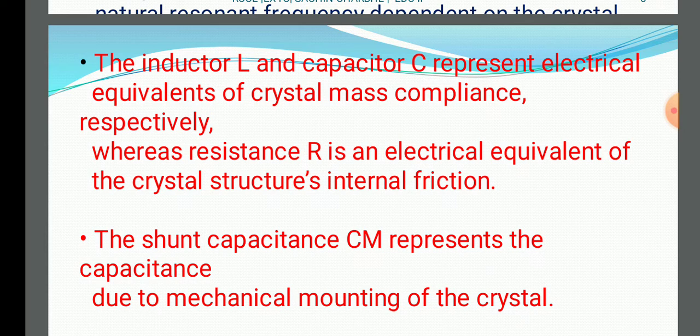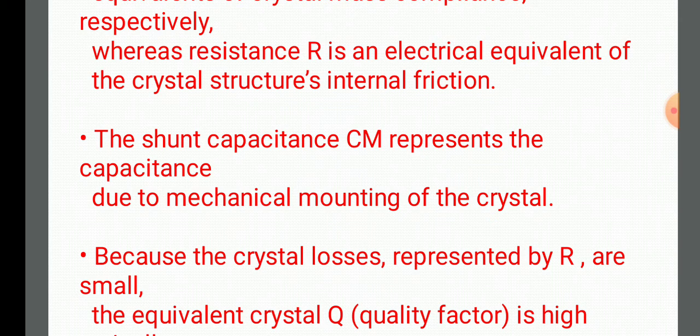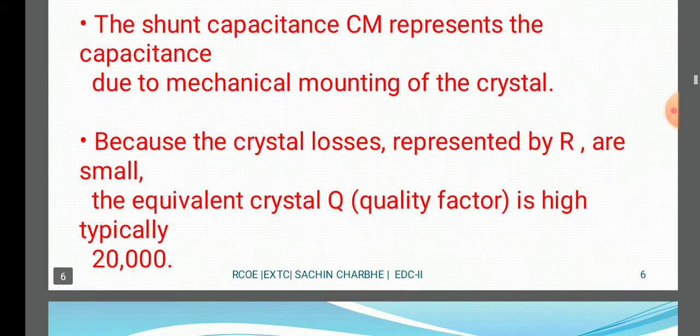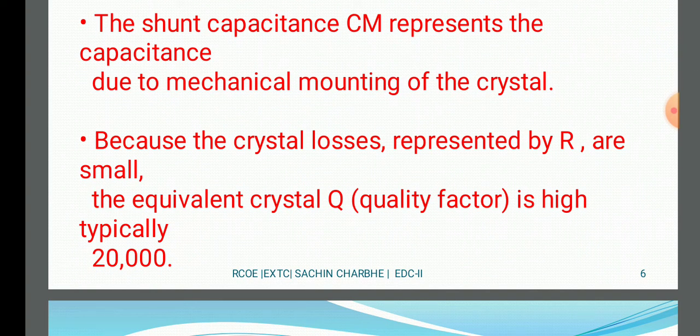The inductor L and the capacitor C represent the electrical equivalent of the crystal mass and compliance respectively, whereas the resistance R is the electrical equivalent of the crystal structure's internal friction. The shunt capacitance Cm represents the capacitance due to mechanical mounting of the crystal. Because the crystal losses represented by R are small, the equivalent crystal Q, that is the quality factor, is typically very high, about 20,000.